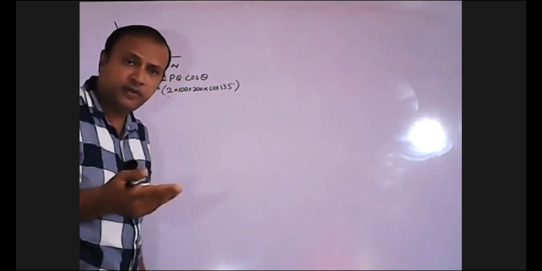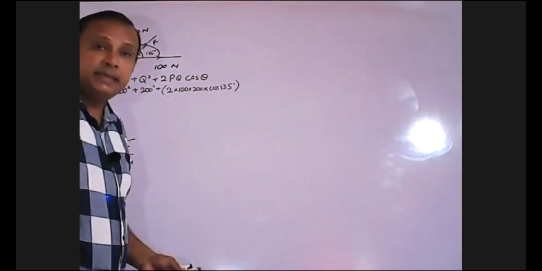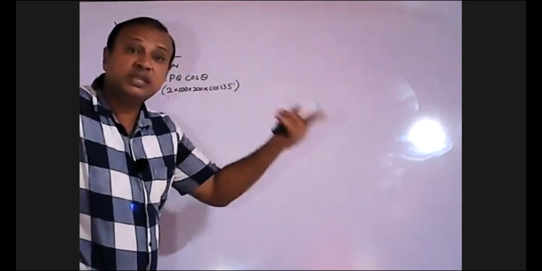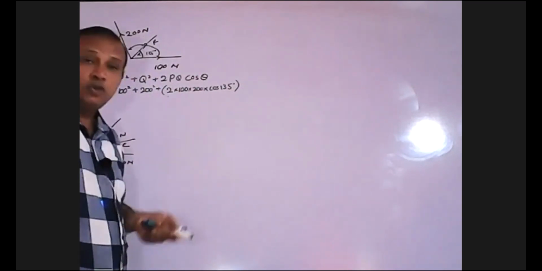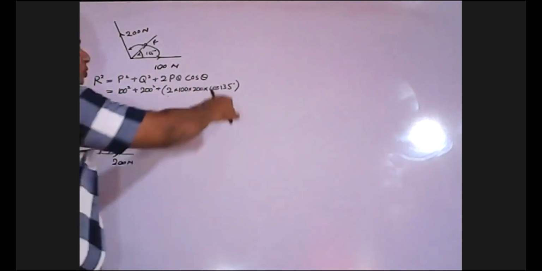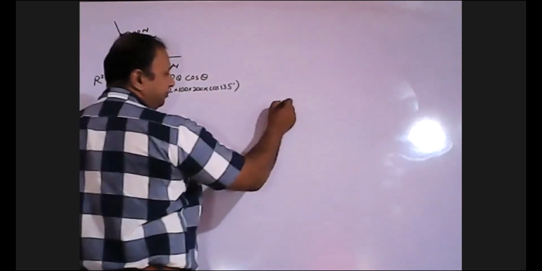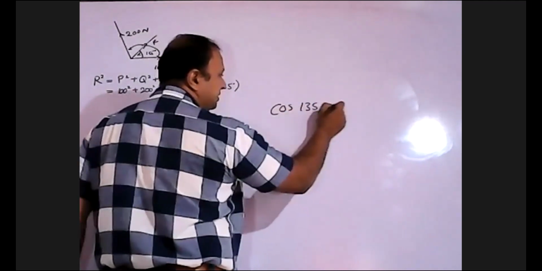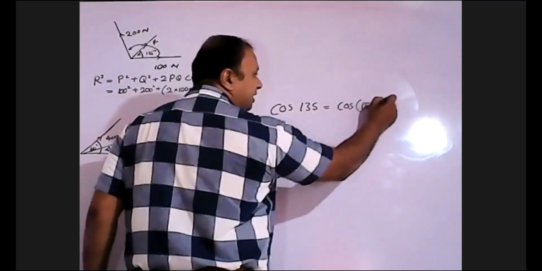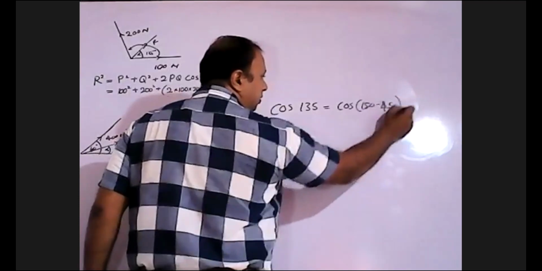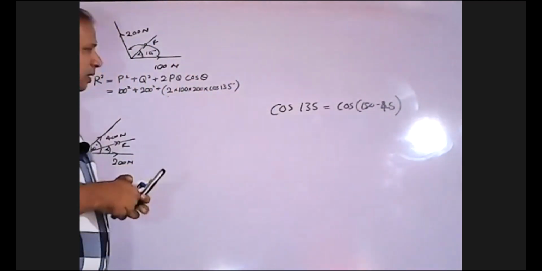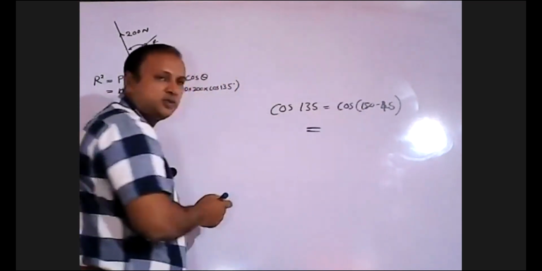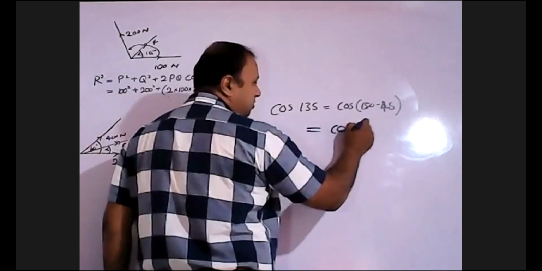How to find cos 135? It is equal to cos 180 minus 45. If there's a 180 there, then trigonometric ratios won't change. So this is equal to cos 45. But the thing is, 135 belongs to the second quadrant. Therefore, cos 135 should be a minus value.